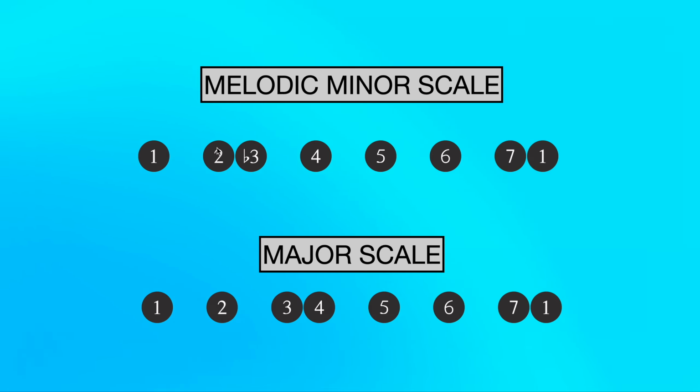The main difference is that we see here flat 3, 4, 5, 6, 7 is 4 consecutive whole steps, whereas the major scale splits those up into whole, whole, half, whole, whole, whole, half. Melodic minor is whole, half, whole, whole, whole, whole, half.